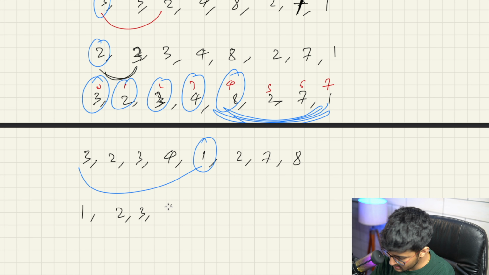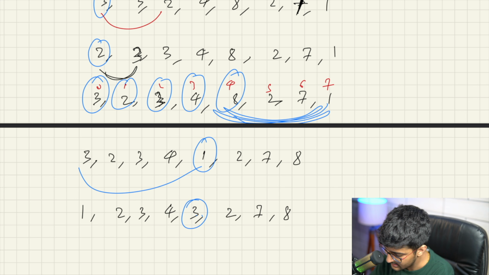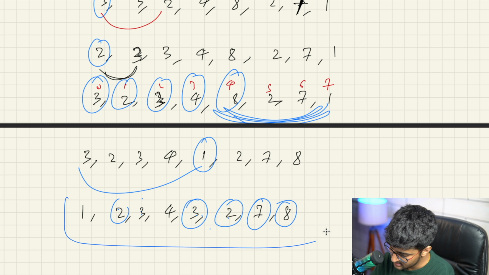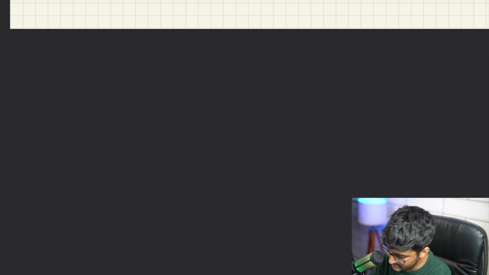1 2 3 4 3 2 7 8. Is 3 at the correct index? Meaning, does index 3 minus 1 contain 3? Yes, it does. Ignore. Is 2 at the correct index? Meaning 2 minus 1 is index number 1. Does index 1 contain 2? It does contain 2. Okay, so ignore this. Is 7 at the correct index? Yes, it is. Is 8 at the correct index? Yes, this is the answer. After cyclic sort, this is the answer.